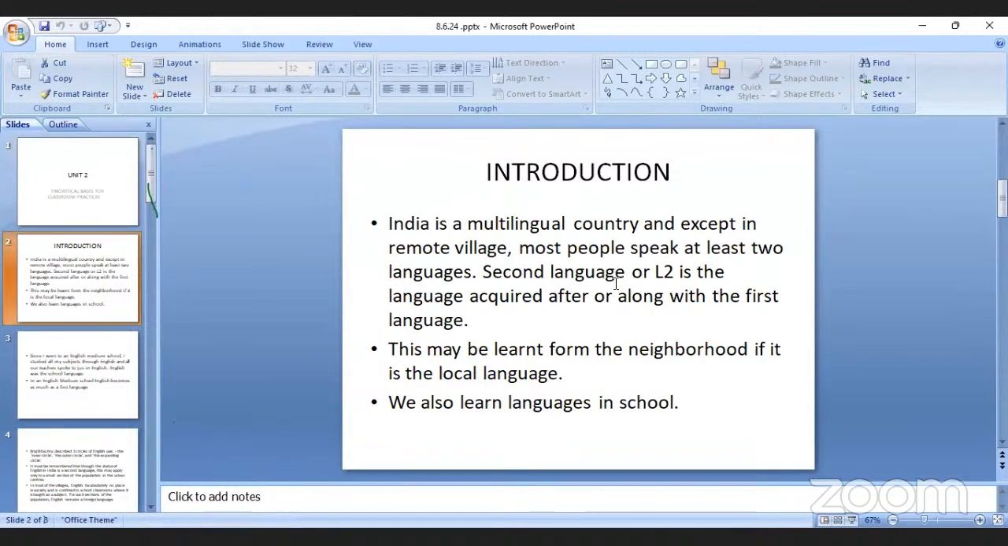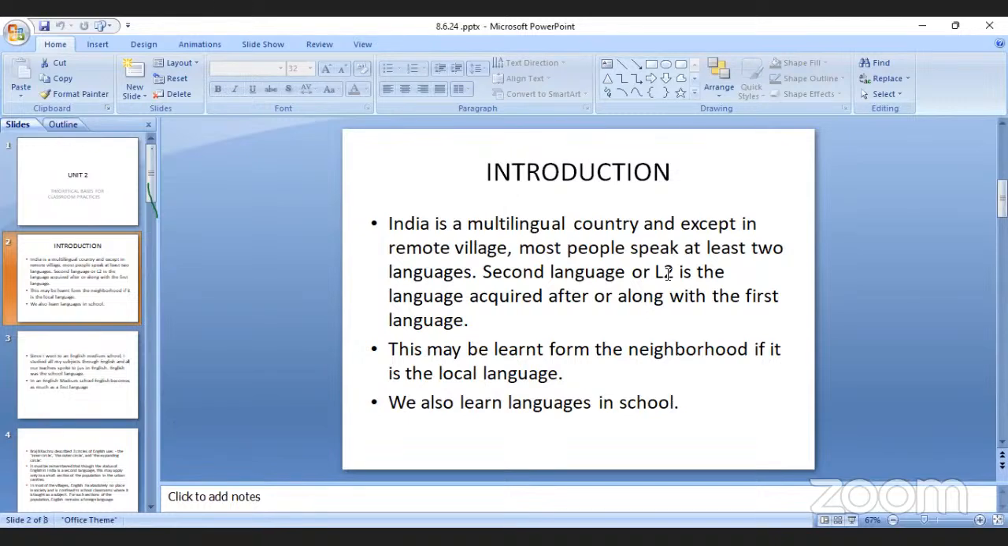The first language is our mother language, and the second language is what we acquire, right? Mother tongue is the language. L1 is the mother tongue, which we get by birth. And then L2 is the language that we acquire after or along with the first language, right? This L2 we learn from the neighbors or from the local settings. We also learn from school. The L2 can also be learned in school.